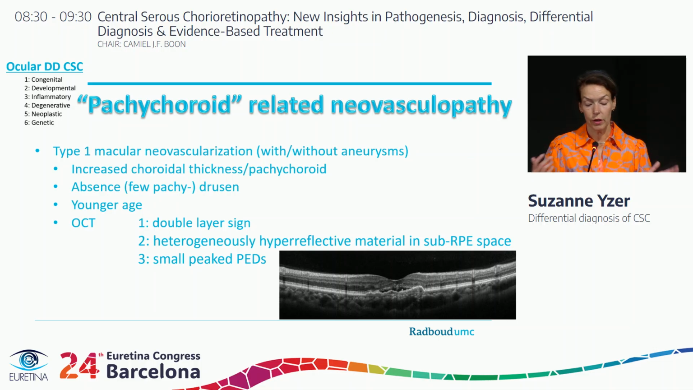So this pachychoroid-related neovasculopathy that Camille already pointed out, it's usually type 1 neovascularization with or without aneurysms. Of course, these patients have an abnormal choroid because that's part of the disease. They're usually younger, there's absence of drusen, and especially these peaked PEDs that we see in the OCT give the diagnosis away.